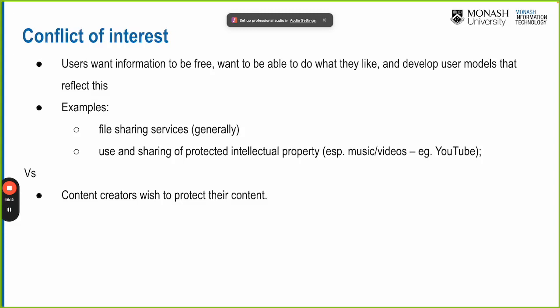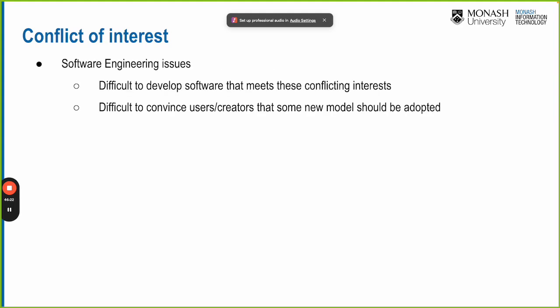So that should be protected by the creators. Okay, so that's the intellectual property that should be protected by whoever created it. And somehow it is quite difficult. There are some software engineering issues here. For example, first, it's quite difficult to develop software that meets these conflicting interests. And it is quite difficult to convince the users that some new model should be adopted.